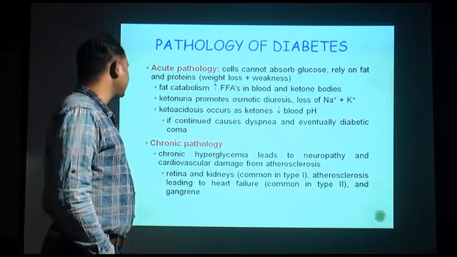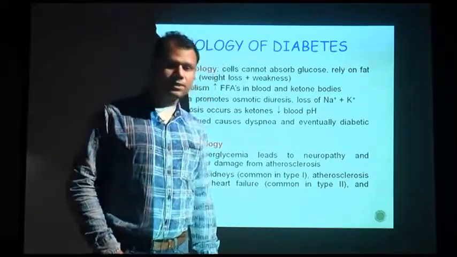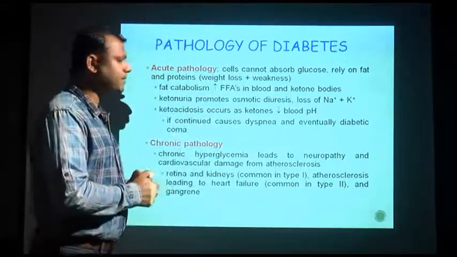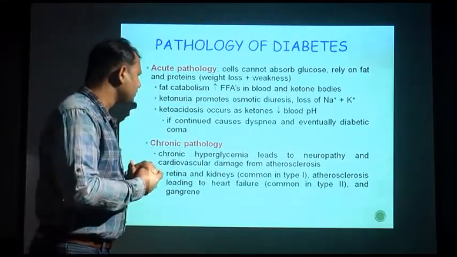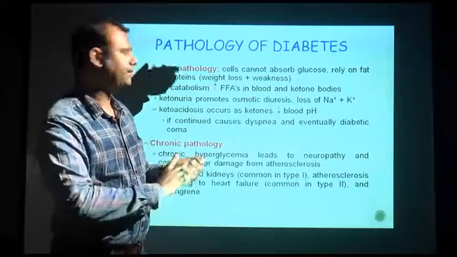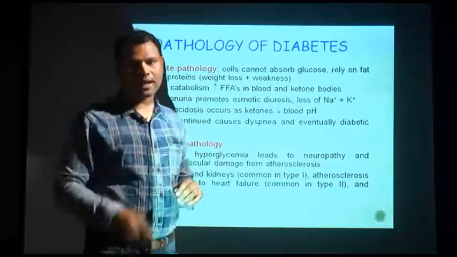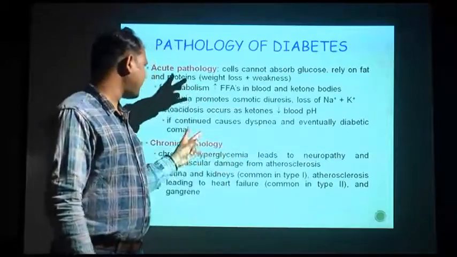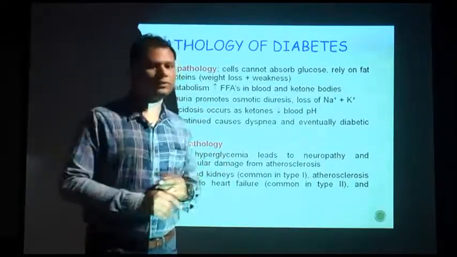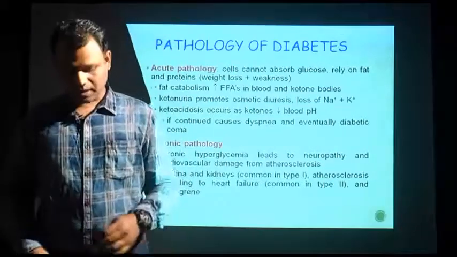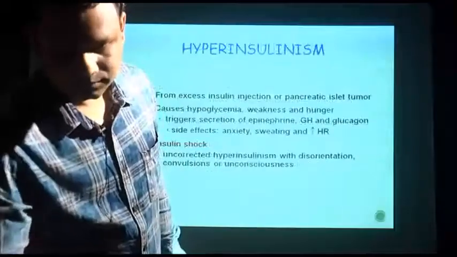The retina and kidneys, which are the common problem in type 1 diabetes, get damaged. Atherosclerosis leading to heart failure is common in type 2 diabetes. So type 1 diabetes basically affects the retina and kidney, while type 2 diabetes affects the heart and causes atherosclerosis. Okay, so this is all about the pathology of diabetes.